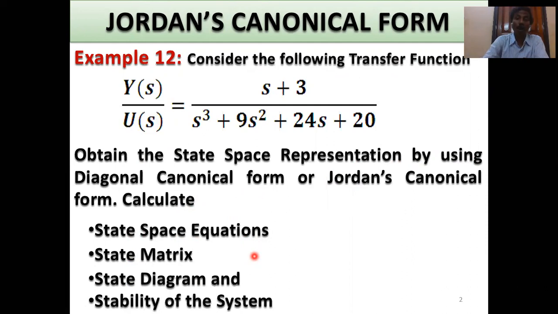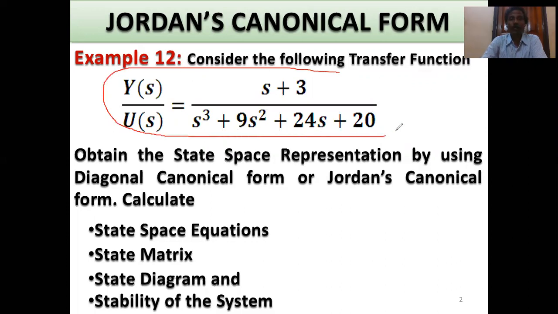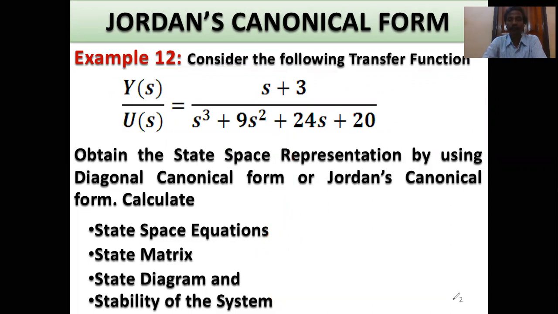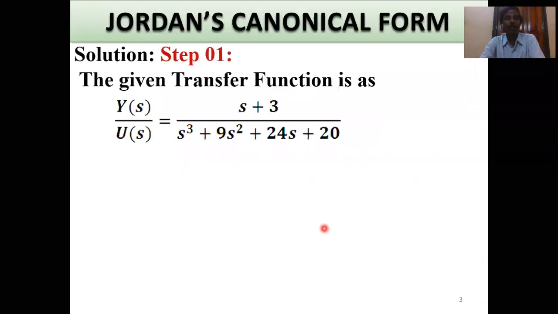Stability of the system. So our target is, by using state space analysis or Jordan canonical form, from this transfer function to obtain the state equations, state model, state matrix, state diagram, and stability of the system. This is our target. So step number 1, solution.